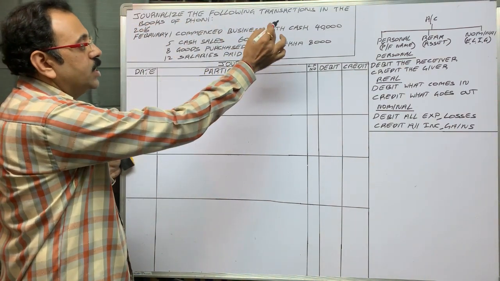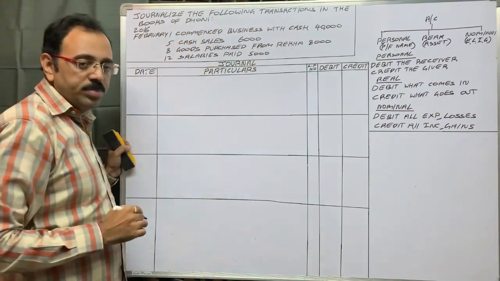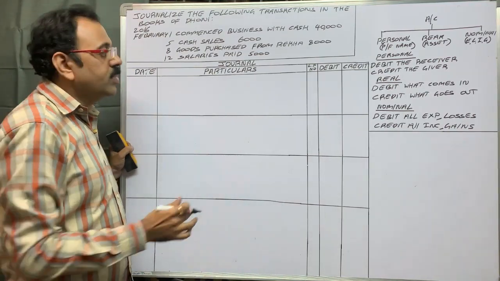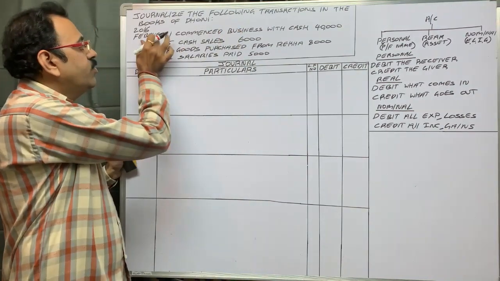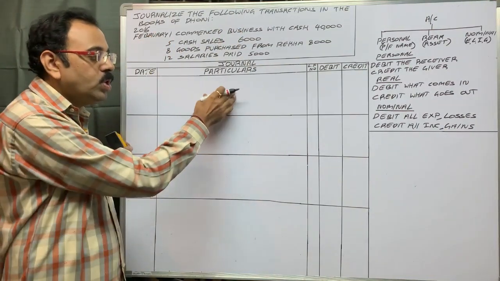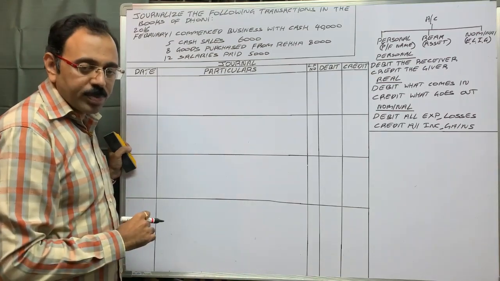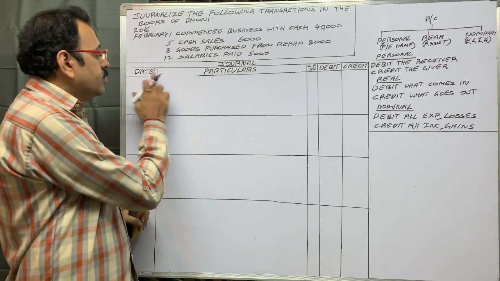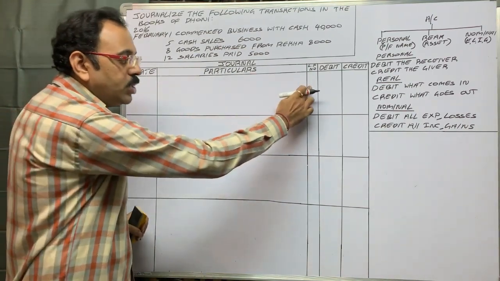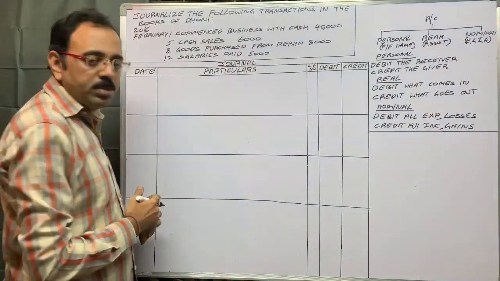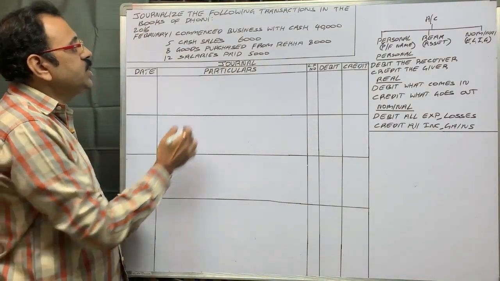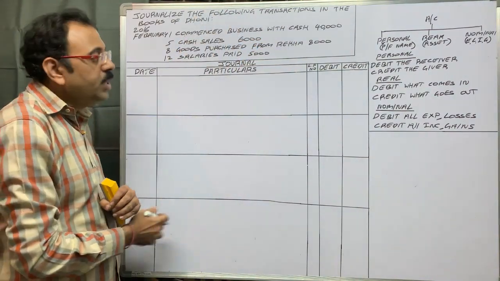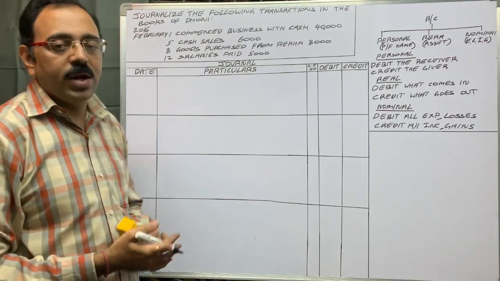Journalize the following transactions in the books of Dhoni. So Dhoni is a sole proprietor. In his firm he has some transactions for the month of February, so he wants to record them in the journal book. Okay, so this is the format of journal: date, particulars, ledger folio number, debit, credit. Then first transaction is what? Commenced business with cash 40,000. Here commenced means what? Started.